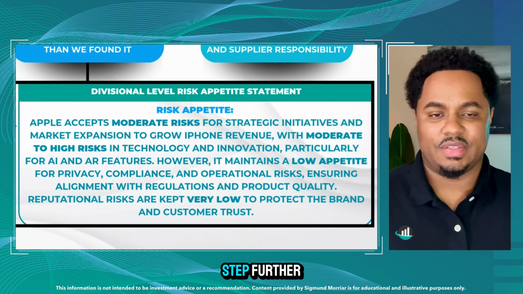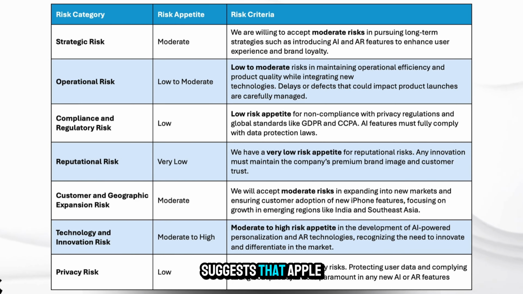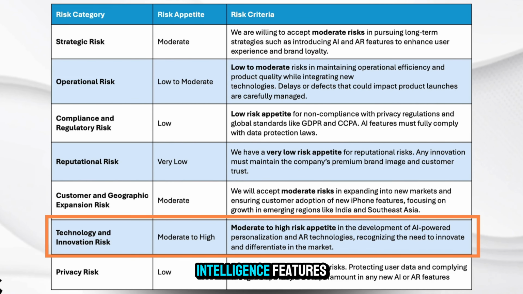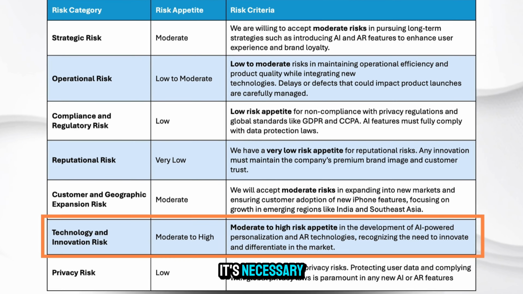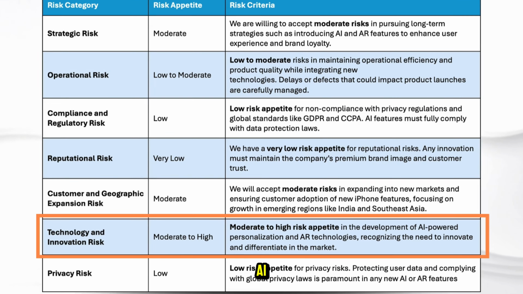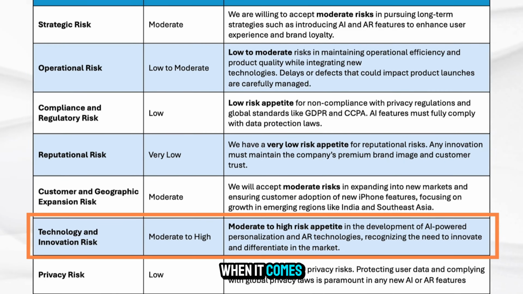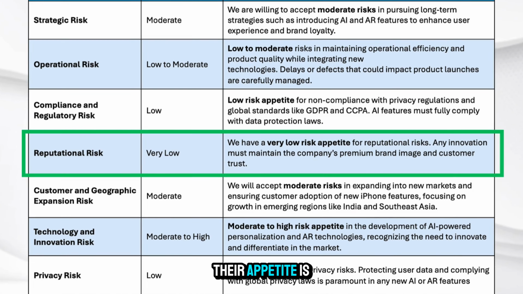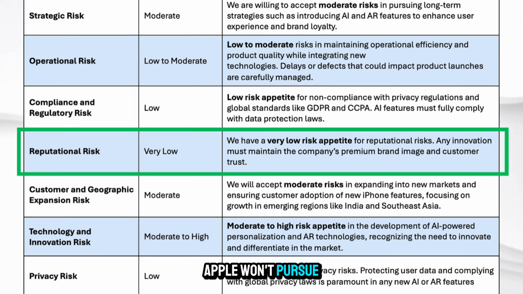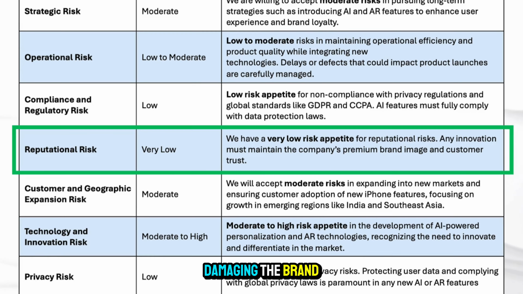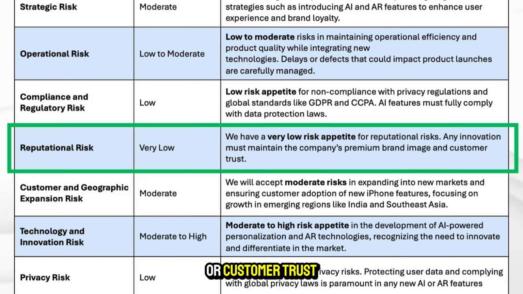So let's break this down a step further. Take the technology and innovation risk category, for example. The risk appetite statement suggests that Apple is willing to accept moderate to high risk in developing Apple Intelligence features because they know it's necessary to stay competitive in the growing AI-led smartphone space. On the other hand, when it comes to the reputational risk, their appetite is very low. Apple won't pursue any innovation if it risks damaging the brand or customer trust.